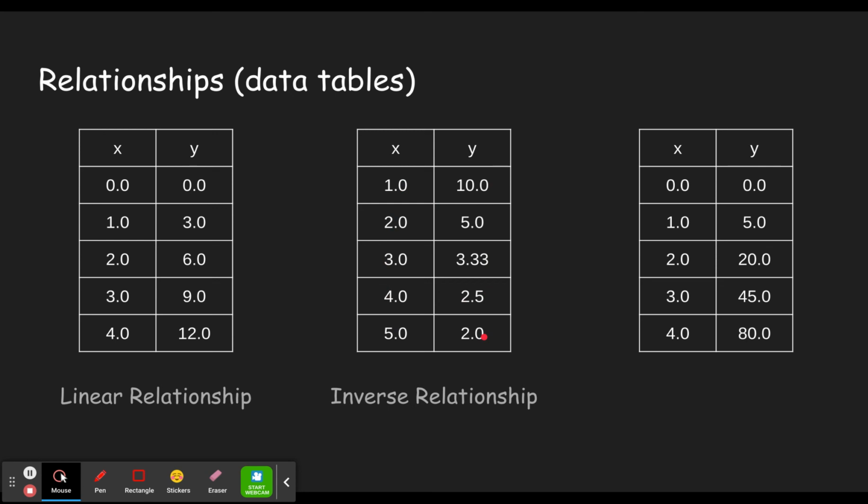Finally, if you see one where the x doubles, going from 1 to 2, and 5 to 20 is 4 times bigger, well, that would be a quadratic. This is 2 times, that's 4 times. You could also go 3. This is 3 times bigger. 3 squared is 9. So 5 to 45 is 9 times bigger. So that is a quadratic relationship.